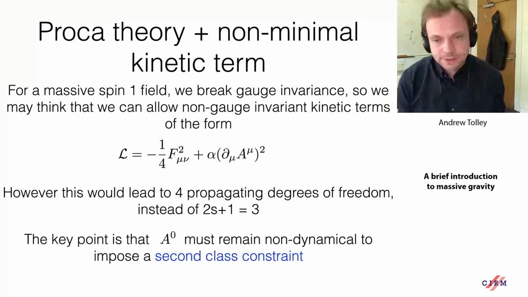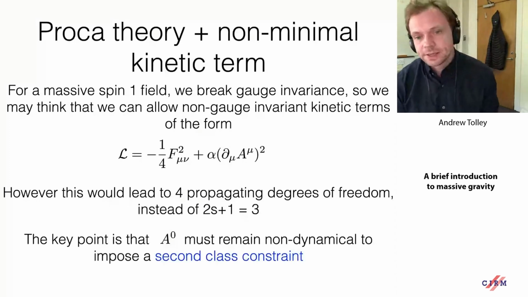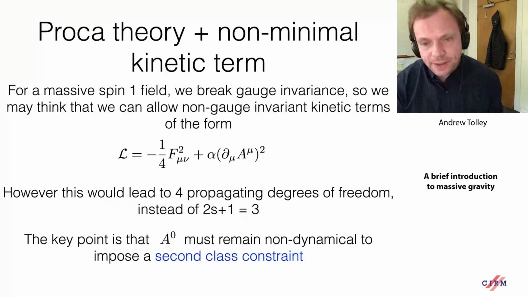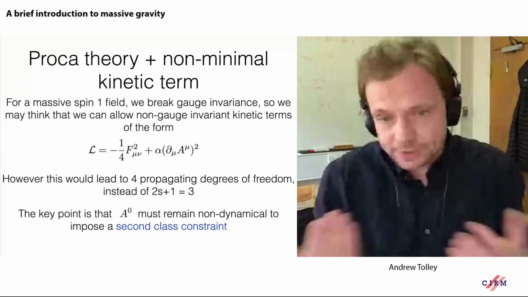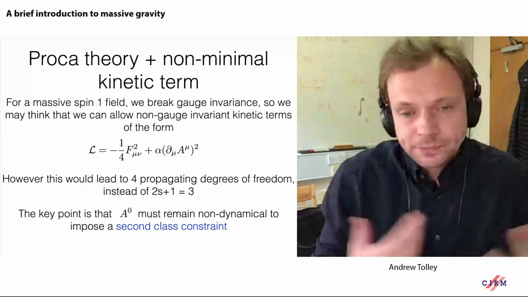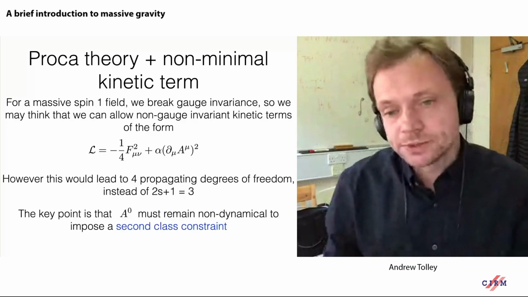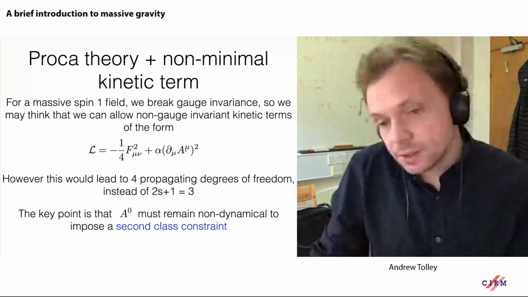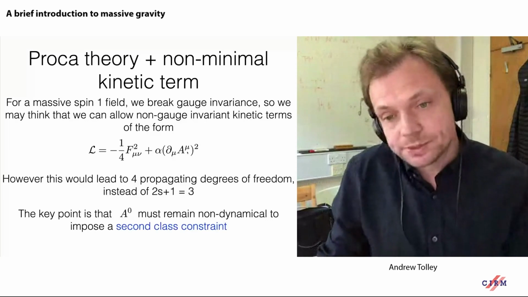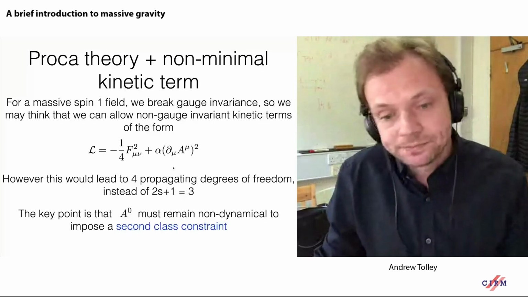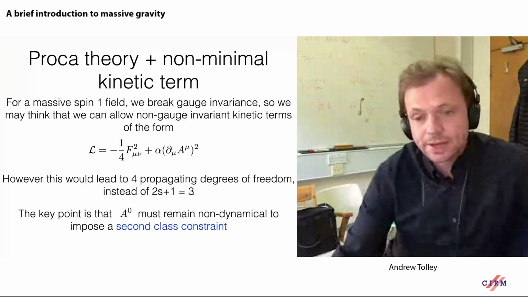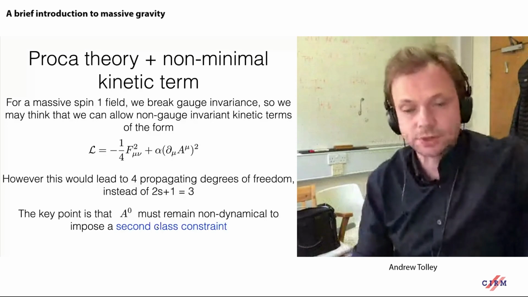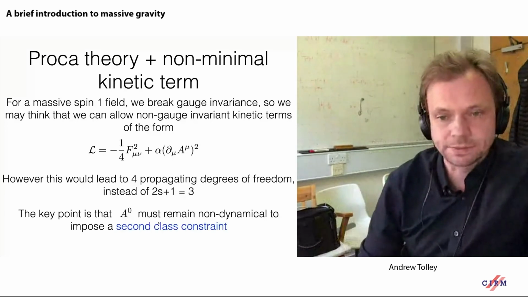Just to give you an example of why this mentality is useful, let's think about a bad situation, where we said, okay, I want to write down a massive spin 1. I know the gauge symmetry is broken. So why for the kinetic term do I just look at F_mu nu squared? Why don't I add something like (d_mu A^mu) squared? Well, the reason I don't do that is because this would lead to 4 degrees of freedom, because A0 is no longer non-dynamical. There's now a d_0 A_0, so A0 is no longer non-dynamical, and there's no second-class constraint associated with the vanishing of its momenta.